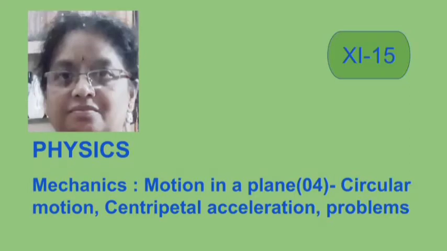Students, in the previous class we discussed centripetal acceleration, which is the rate of turning, or rate of change of direction of motion, of an object executing uniform circular motion. Now in this lesson, we will find the expression for centripetal acceleration.